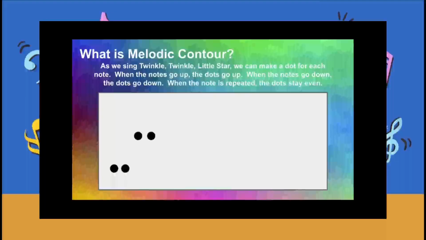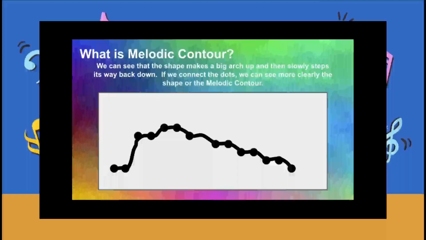Twinkle, twinkle, little star, how I wonder what you are. We can see that the shape makes a big arch up and then slowly steps its way back down. If we connect the dots, we can see more clearly the shape or the melodic contour.